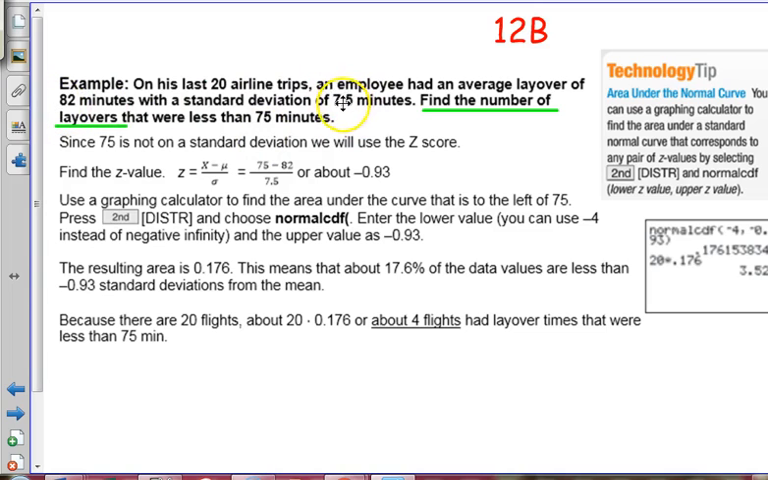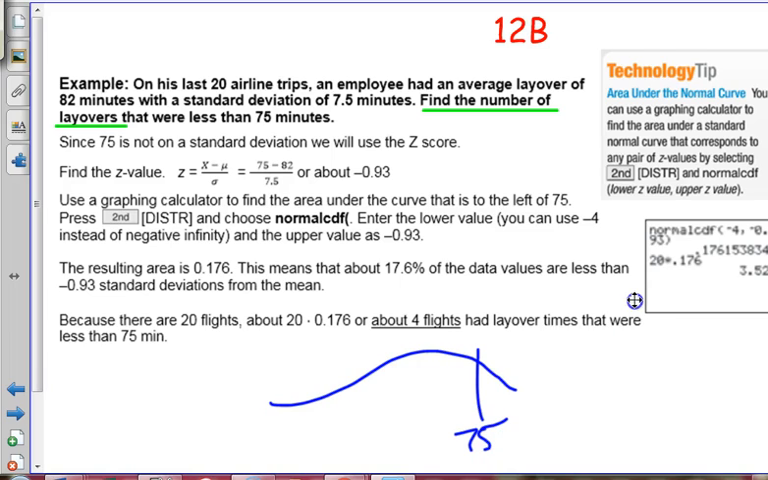From 82 to 75, if the standard deviation is 7.5? No. Okay, so we would have to do a z-score or use the calculator. All right, what do we want? Find the number of layovers. Okay, that tells me I don't want a percent, the actual number of layovers at the end of the question, that were less than 75. So I want everything up to 75, okay?